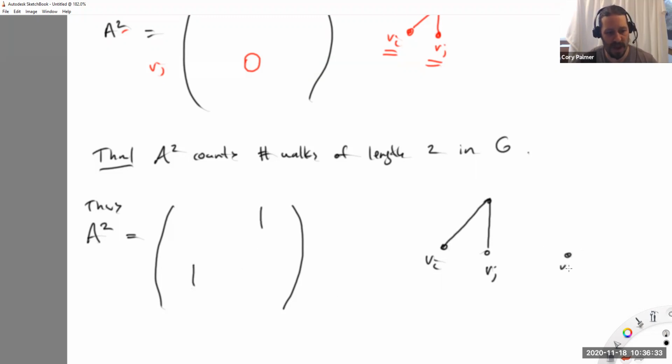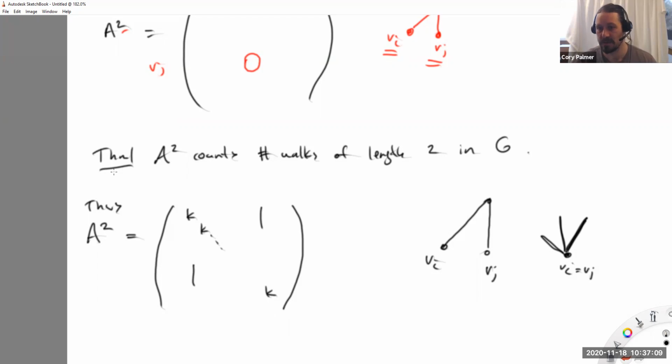What if I look at vi equals vj? How many walks of length 2 does a vertex have back to itself? The degree, exactly. You can walk out along an edge, and then you have to walk back along that edge if you want to return to where you started. But I know the degrees of all my vertices. They're all k. So I have k's all the way down the diagonal. So that's my A^2, and I can get that via this theorem.